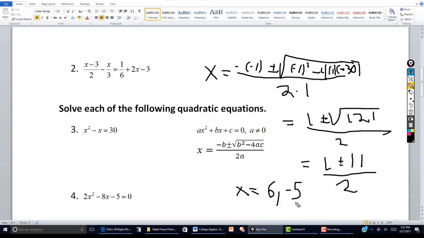But notice we did spend less time solving it by factoring. So if you can avoid the quadratic formula, go ahead and do it by factoring. If it doesn't factor, then you have to go pretty much this route.